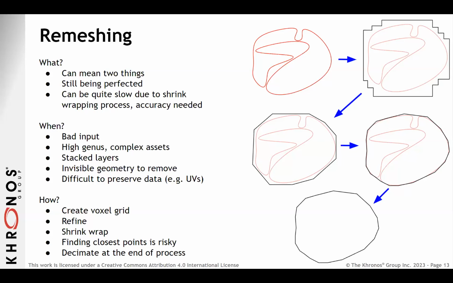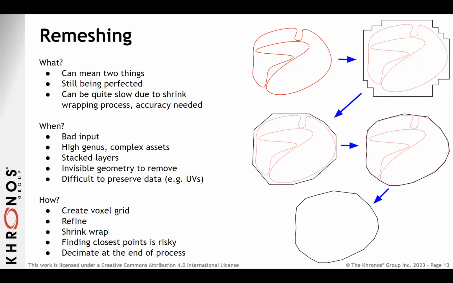And then when would you use it? It's well suited when you have bad input. So basically your original geometry is not what you want, or it has a lot of tiny holes, or maybe it's a super complex asset, or you have stacked layers. I mentioned with decimation, stacked layers can be problematic because usually you care only about the external surface in those e-commerce scenarios. However, those lower layers can still impact it, they can still intersect. In this scenario, remeshing is good to remove the invisible geometry.